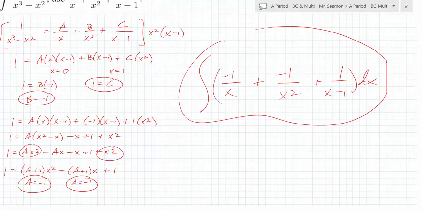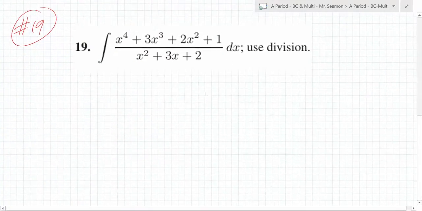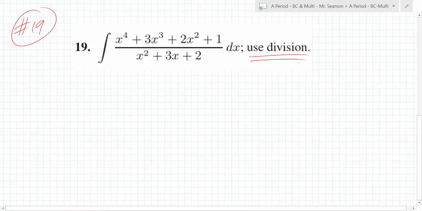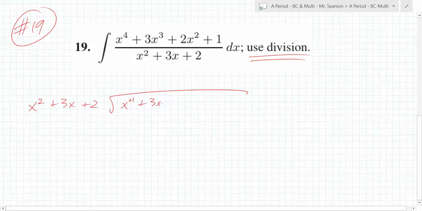Henry, here's the challenge. You need to rewrite this into something that has pieces that you can attack, and right now it doesn't really have pieces you can attack. So what do you have to do? It tells you, use division. So just please use the thing it tells you to do. You need to do x squared plus 3x plus 2 divided into x to the fourth plus 3x cubed plus 2x squared plus 1.